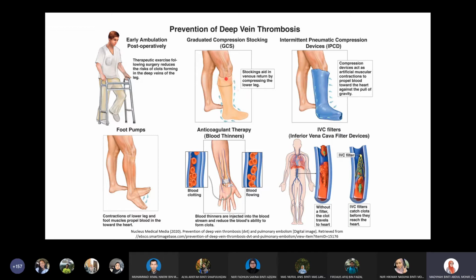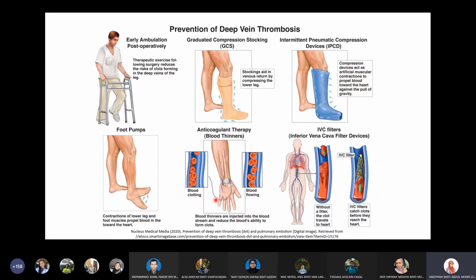Sometimes they will ask you to use special stockings that aid in the venous return. Sometimes you can develop vein thrombosis when you are on long hours of flight, so that's why they ask you to use what we call compression stockings. There is another method, what we call intermittent pneumatic compression devices. This compression device acts as an artificial muscular contraction. What it does is propel the blood toward the heart against the pull of gravity.